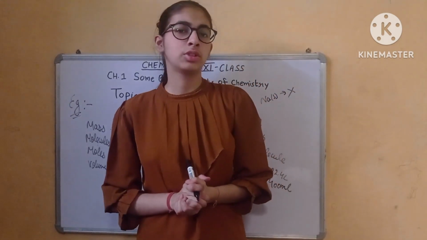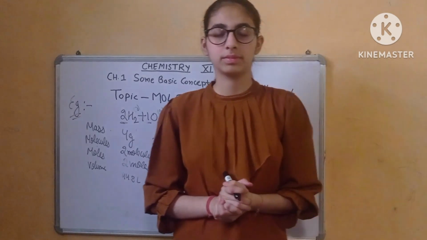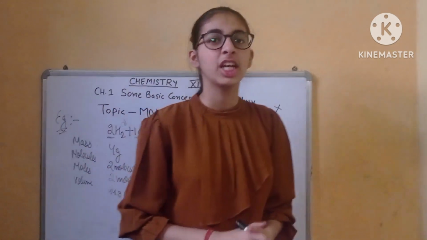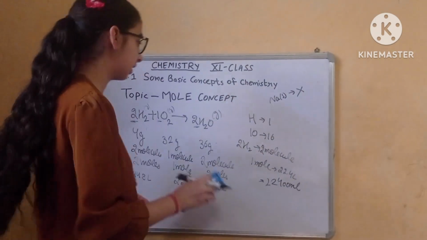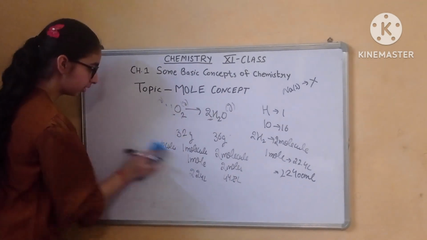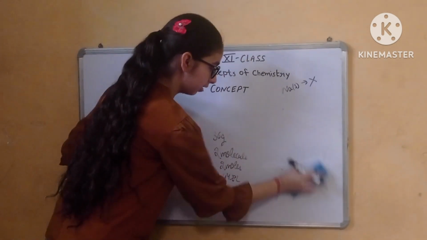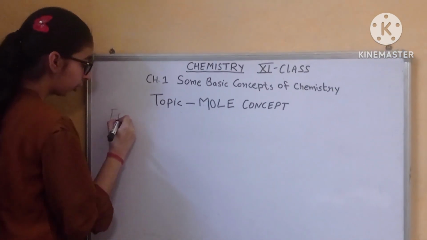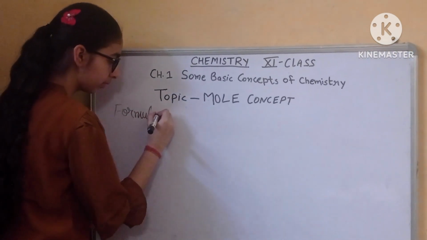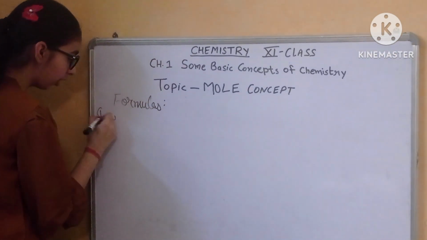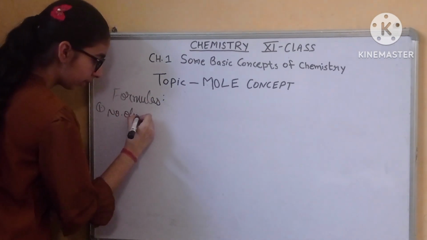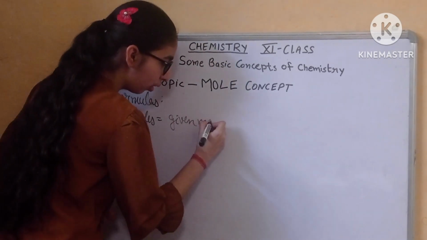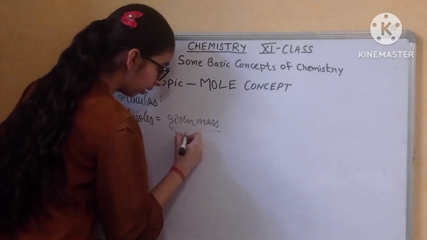So now I'm going to give you some formulas to find the number of moles if mass, volume, or number of particles is given. The first formula: number of moles is equal to given mass upon molar mass.